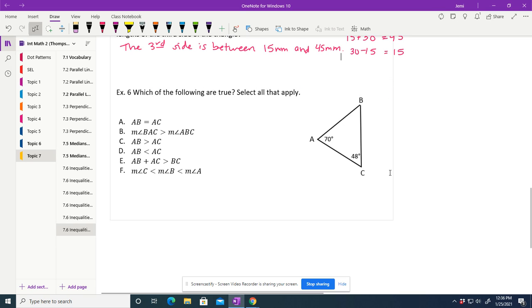Example 6, which of the following are true? Select all that apply. So I'm going to ask that you pause again and go through this list and just do the best that you can. Please note before you start that in F, there may be a typo right here. It should have an A right here. And when I originally made these notes, I mistyped and put a C. So just double check that. Okay, pause and take a look at these answers.